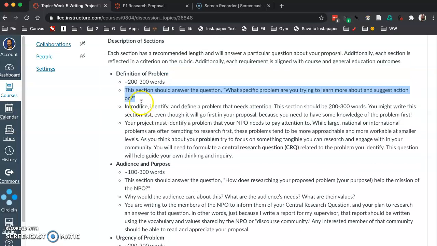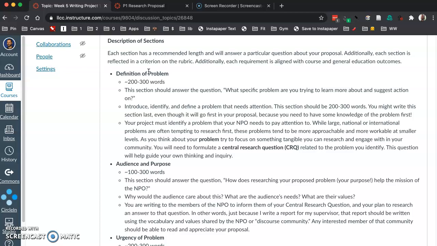Let's look at the first section, definition of problem. Start with the problem before you go to the central research question. If you do it the other way around, if you try to ask the question before you have a problem, sometimes your question seems artificial and doesn't really fit either an actual problem or the audience. So think about a problem that your audience actually has. That's the first thing. And then you come up with a question that's going to address that problem.